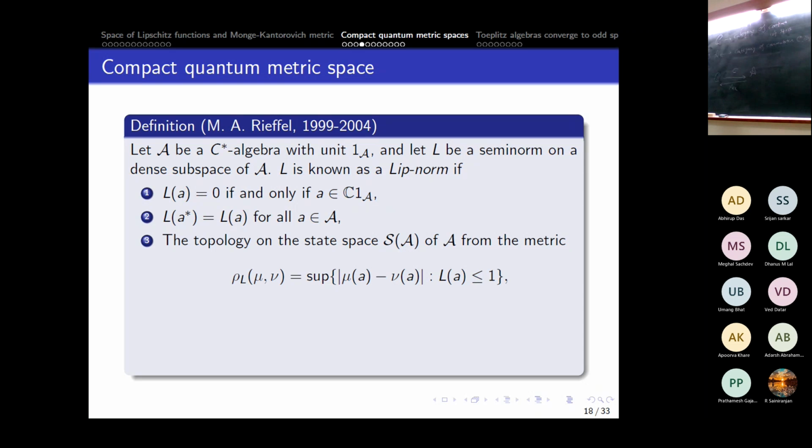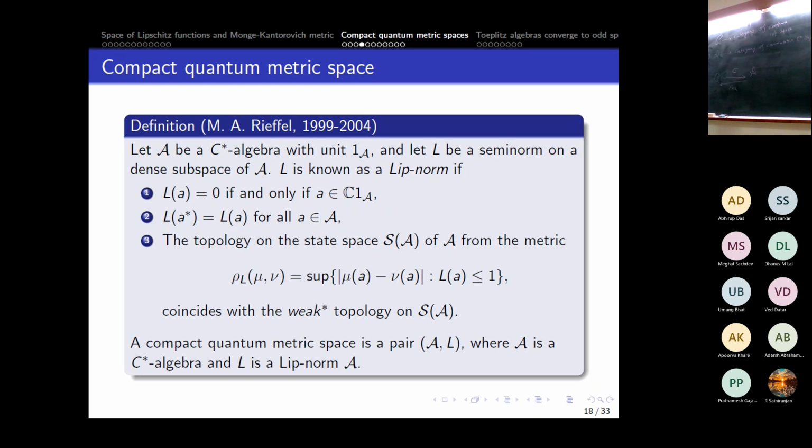The third is that the topology on the state space, which comes from the metric, should coincide with the weak star topology. Now you can see why I was taking mu. The expression is similar to what we had in the case of C(X): rho L of mu and nu, which is the supremum of mu(a) minus nu(a), over L(a) less than or equal to 1. And what is a compact quantum metric space? It's a C star algebra with this semi-norm, which is a Lip norm.